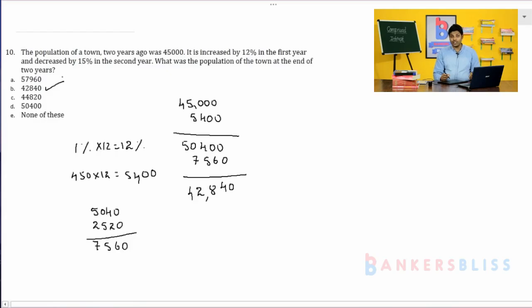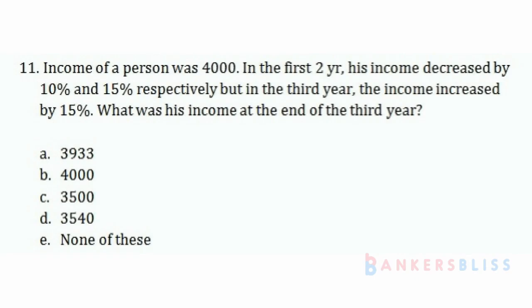So you have to be very careful. Don't make mistakes in a hurry. First time you have to increase, and the second time you have to decrease. So it's a very simple problem. Easily you can get the right answer. So the answer is 42,840. Let's go to the next problem, problem number 11.